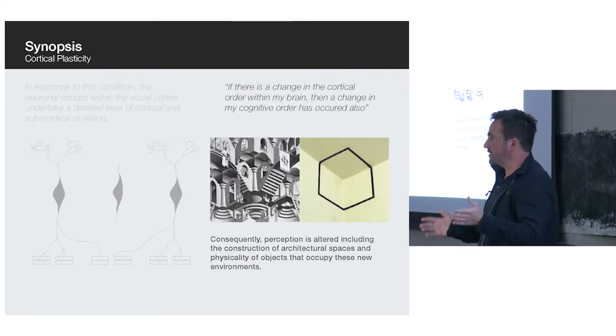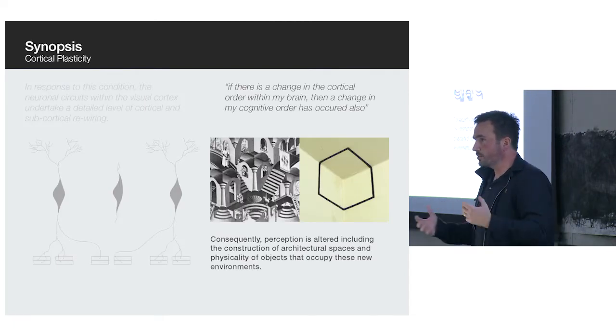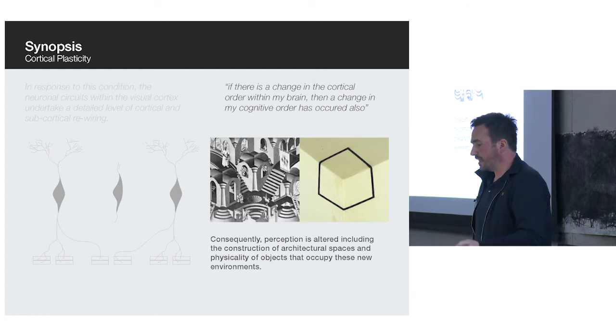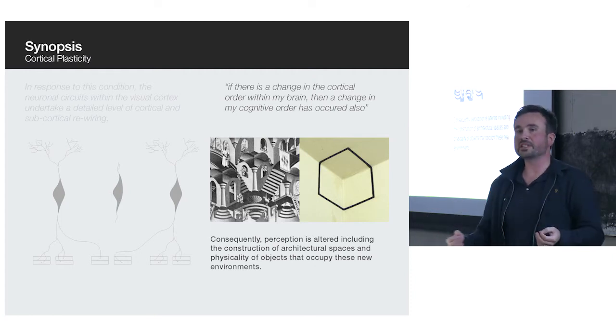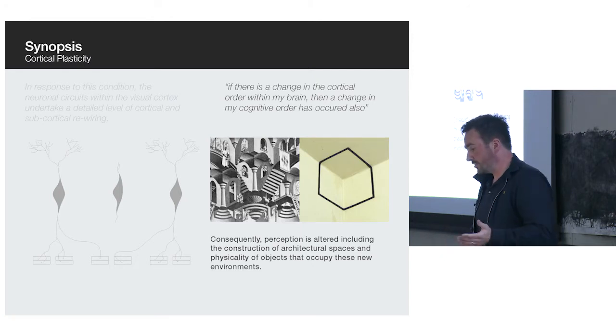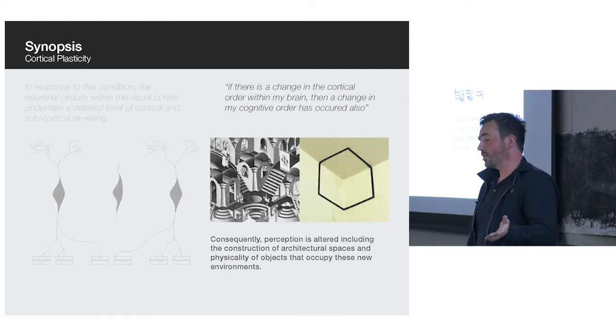So if there's a change in the cortical order of the brain, then surely there's potentially a change in the cognitive order. That was my posit, that was my idea. And if that's the case, then my perception of how I perceive architectural space, objects within environments, has changed also. Or can I manipulate it?